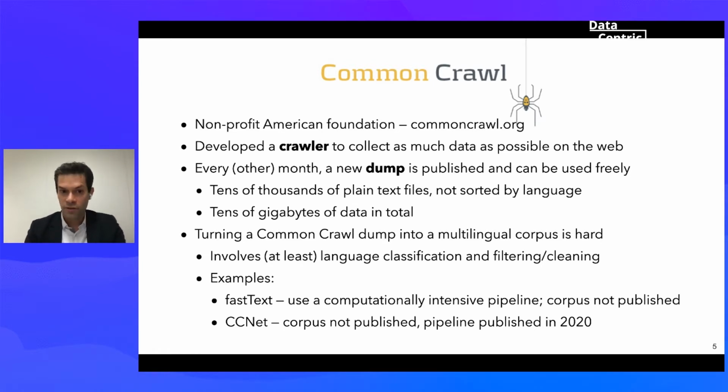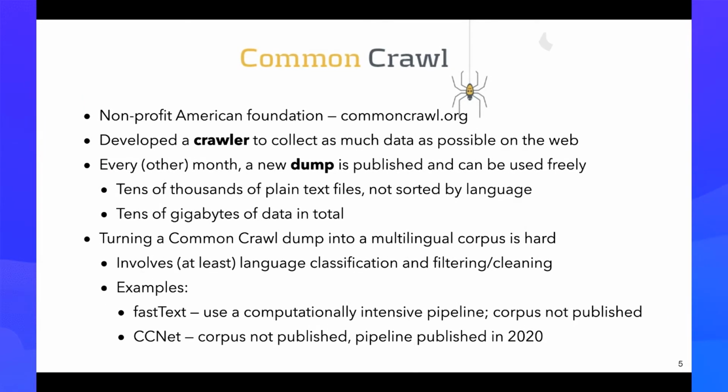I can cite two examples of such corpora extracted from Common Crawl. One is fastText. They use a relatively computationally intensive pipeline, and the resulting corpus has not been published. And another one is CCNet. Again, the corpus has not been published. The pipeline has been published, was published in 2020.